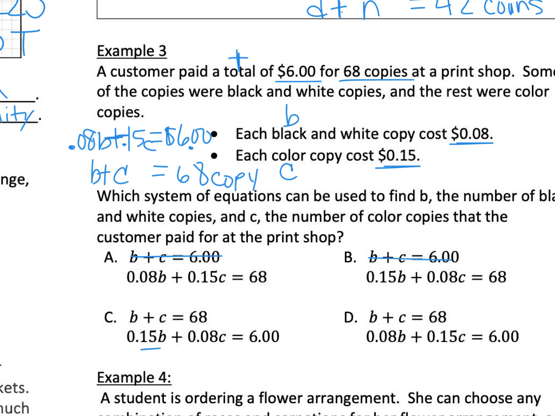So notice that we have money, money, money. And then we have money, money, money. The top 2 on C and D are the same as what we have up here. So we really have to pay attention. This says 8 cents for black and white. So the C is not going to work. It needs to be D because those are with the correct variable.